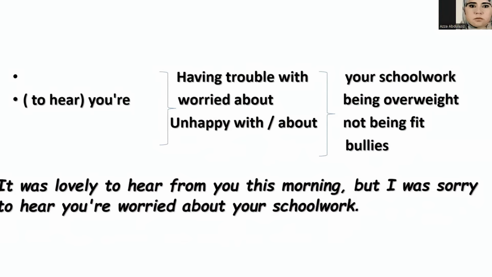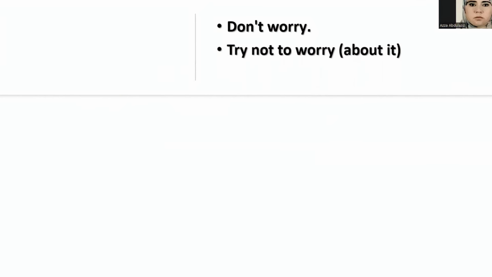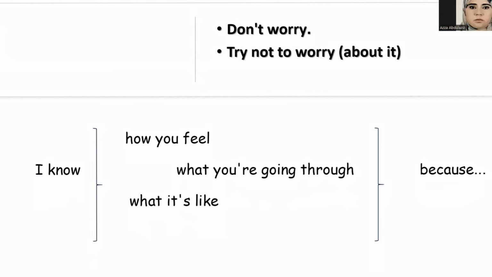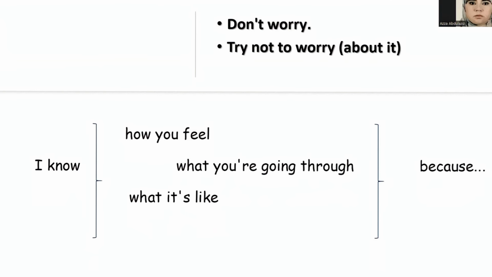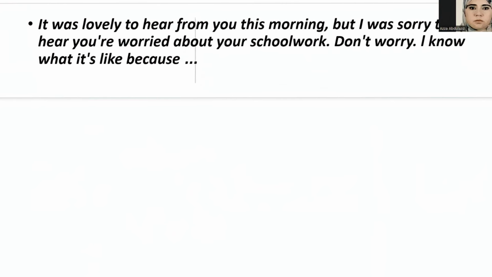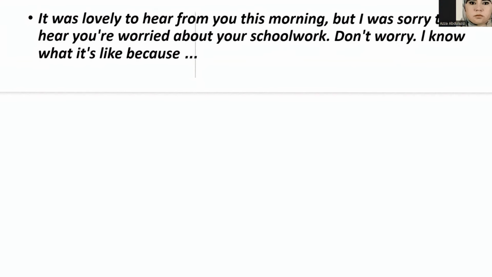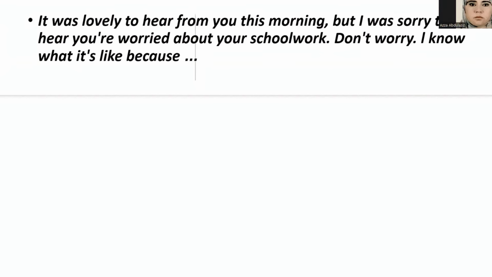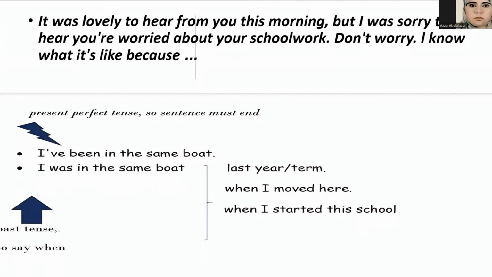It was lovely to hear from you this morning, but I was sorry to hear you're worried about your schoolwork. Now reassure your friend. At the same time, confirm your friendship by personalizing, using don't worry or try not to worry about. Or you can use I know how you feel, what you're going through, or what it is like because. So this is how you're going to build the sentence up. It was lovely to hear from you this morning, but I was sorry to hear you're worried about your schoolwork. Don't worry, I know what it's like because I have been in the same boat.